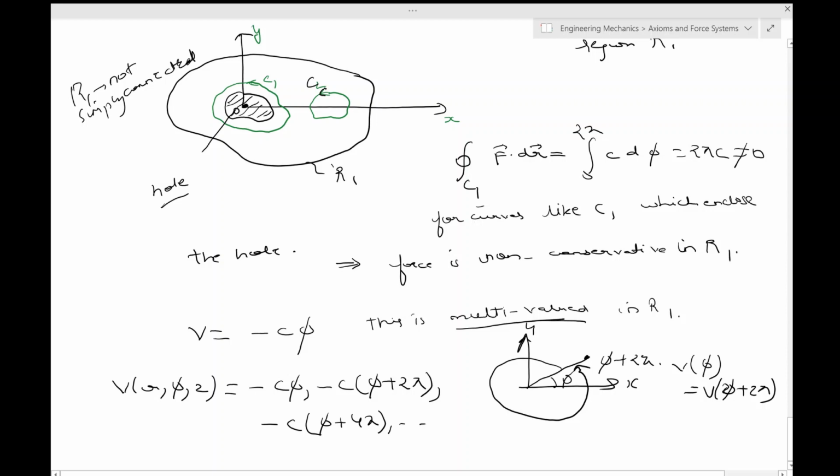And that is just because you are still in this region R1. Okay. So your phi is still being measured with respect to this O. So even though you are considering the loop C2, as long as you are in R1, you still have this problem. So this phi is measured like this. Okay.